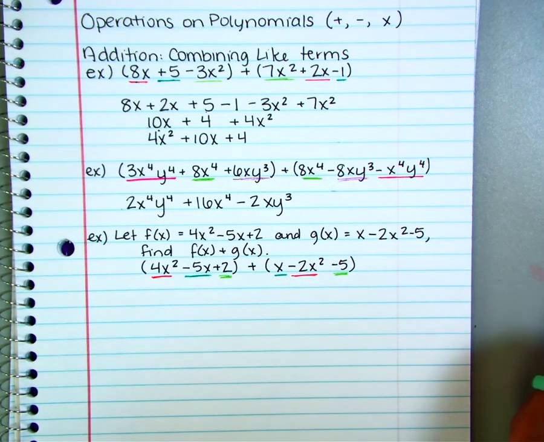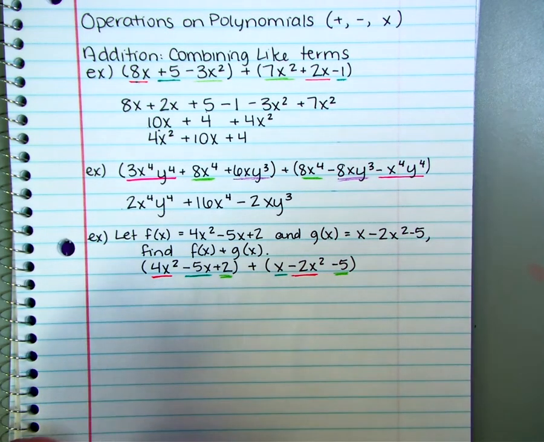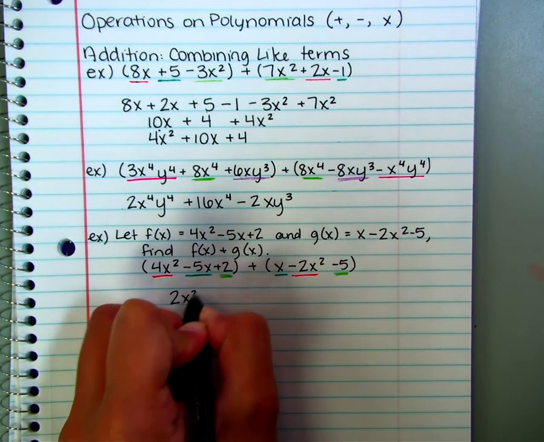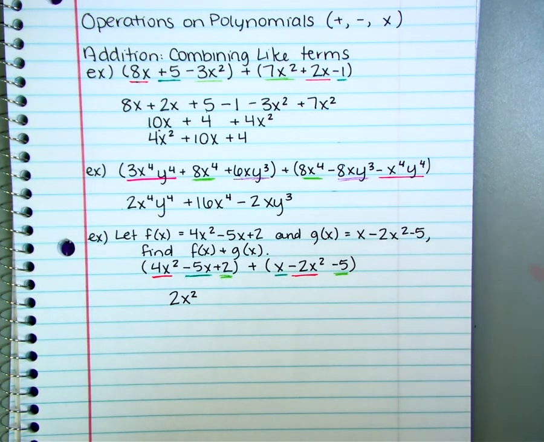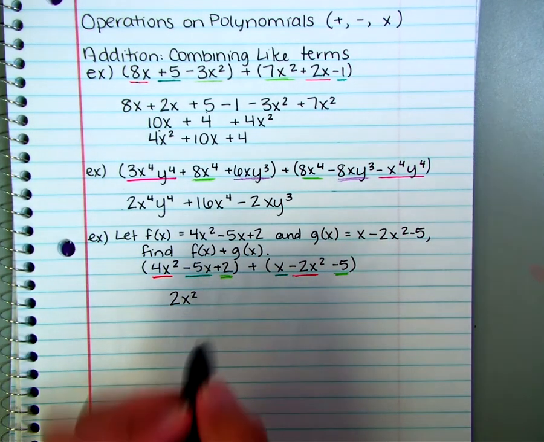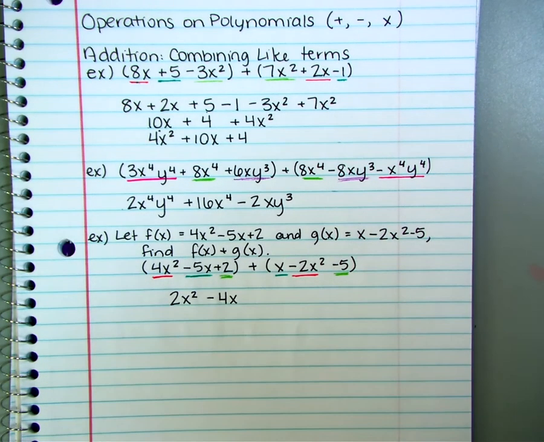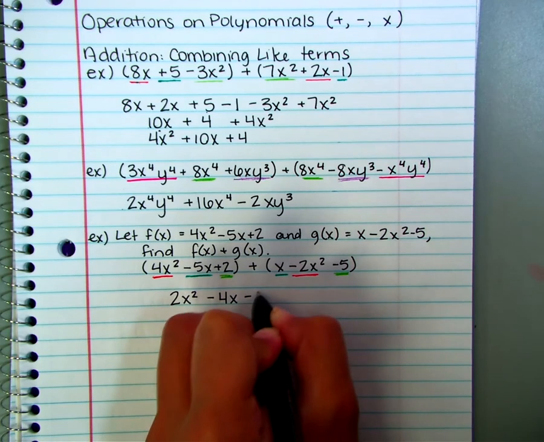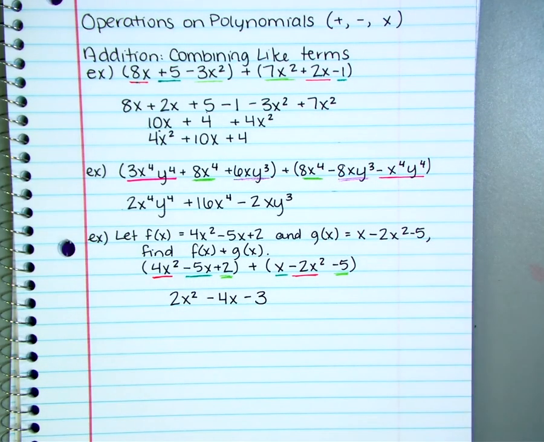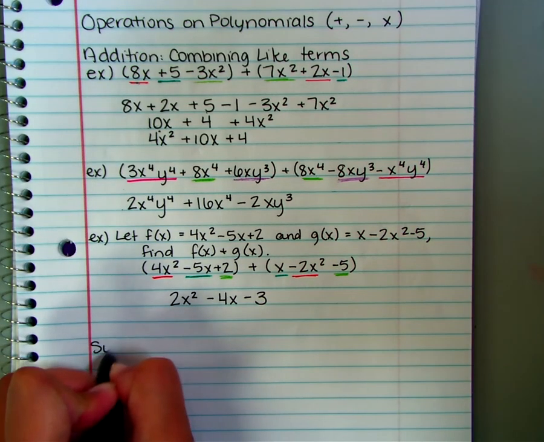And so we'll just go ahead and combine them. We'll go ahead and go in descending order. So my highest exponent is an x squared. So we'll combine 4x squared minus 2x squared, which gives me 2x squared. Minus 5x and a positive x, so negative 5 plus 1 is a negative 4. And then 2 plus negative 5 is a negative 3. Already in descending order, good to go. So that's your addition. We'll go ahead and look at subtraction as well.